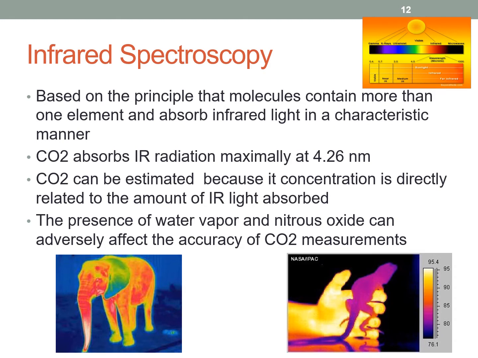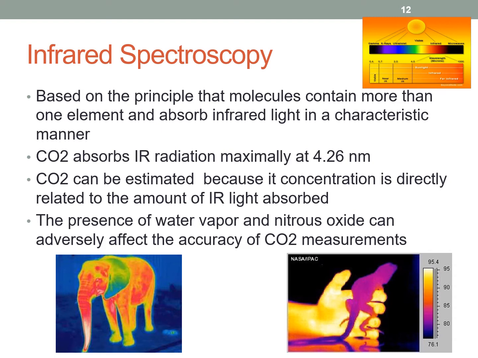So this is just showing how it could light up, based on how much radiation, how much absorption there is. CO2 absorbs IR radiation maximally at 4.26. CO2 can be estimated because its concentration is directly related to the amount of IR light absorbed. It's based on this principle that molecules containing more than one element absorb infrared light in a characteristic manner. So that's just showing you different examples of infrared.